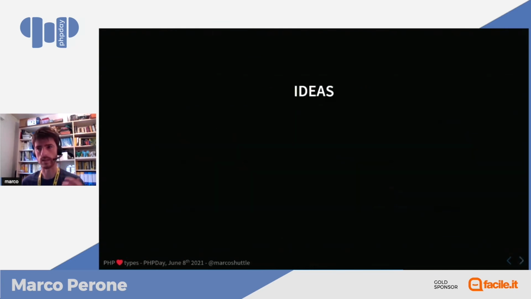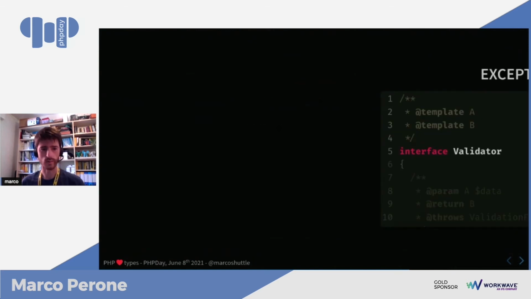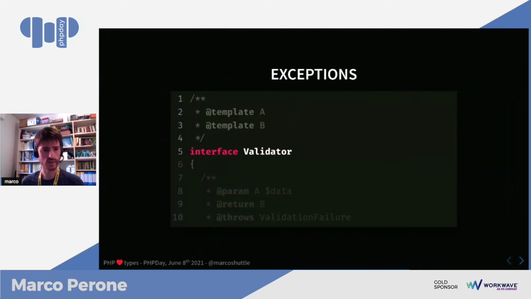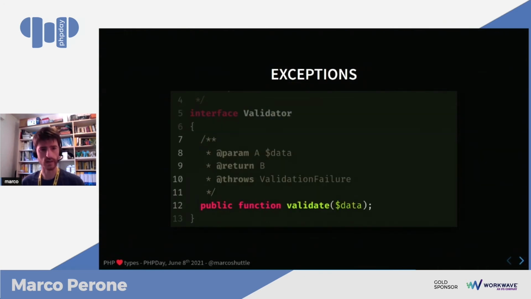So let's see, with these invariants in mind, which ideas we could put into play to model such a return type for our validation. The first idea which could come to mind is just to use exceptions. How would that look? Well, we would have our validator interface with our validate method, which takes an input of type A and returns something of type B, the type of the thing we return if the validation succeeds. And if the validation fails, we just throw a validation failure exception.